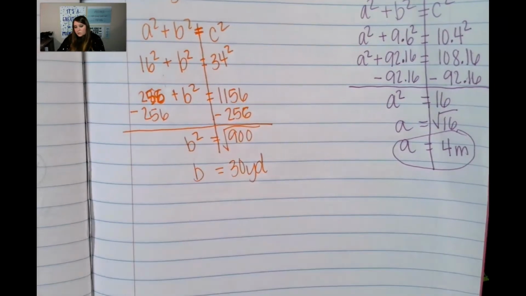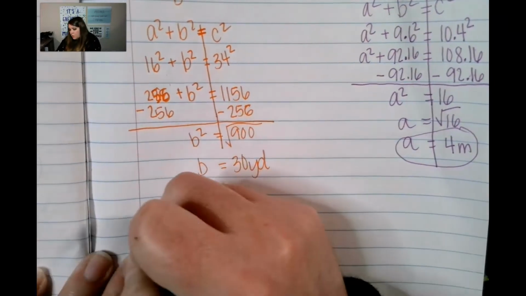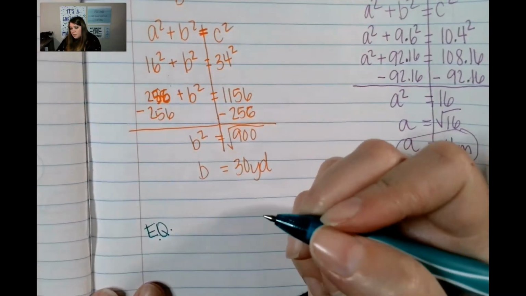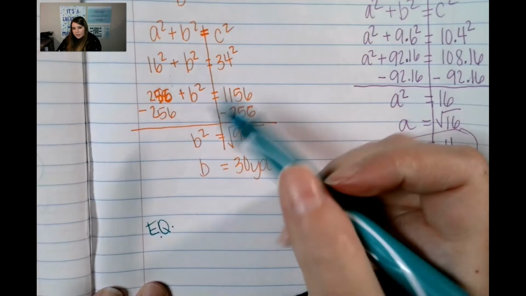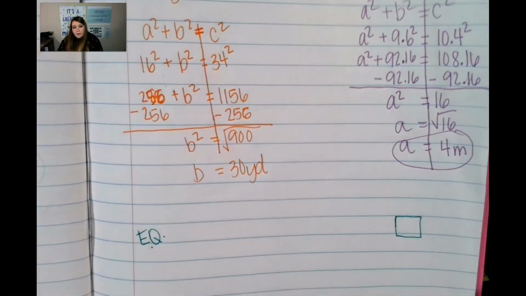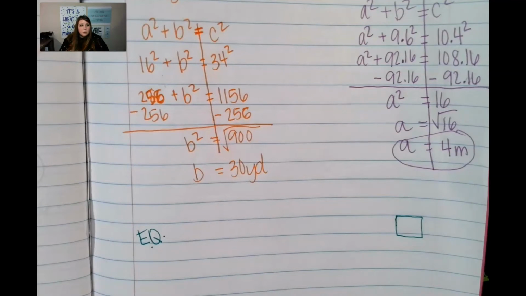So go ahead and answer your essential question. How do you use the Pythagorean theorem to find the missing leg? And then put your level of understanding out to the side. And then when you are done, you may come back to the Google Meet if you have any questions, or you may go on and do your practice work.